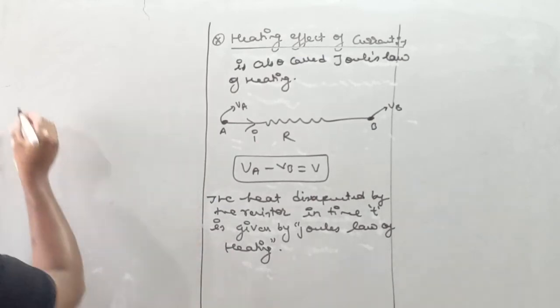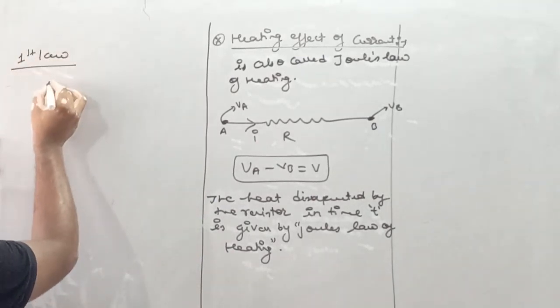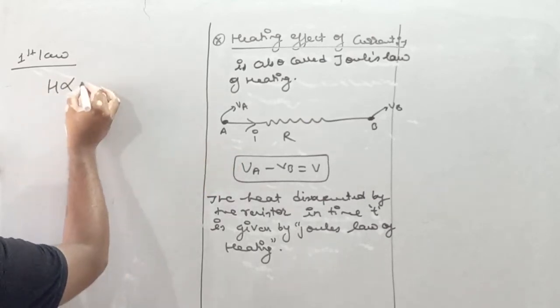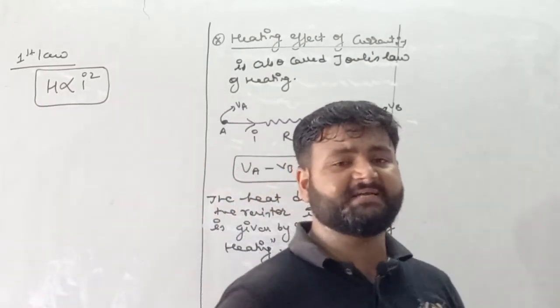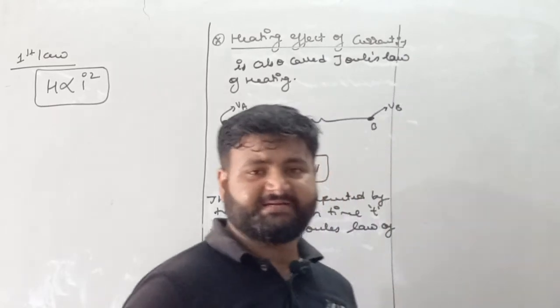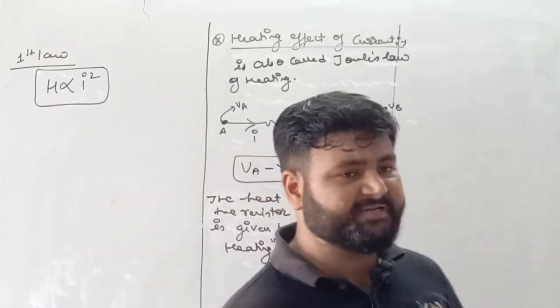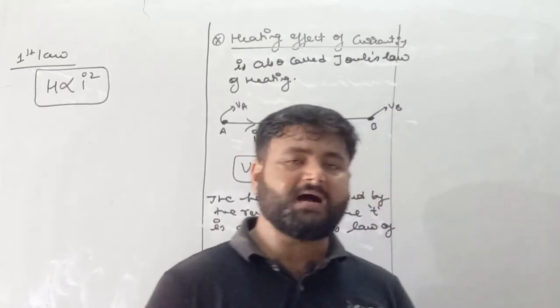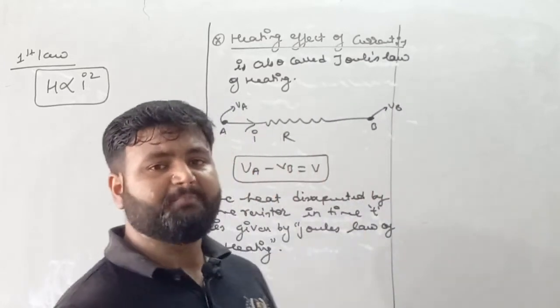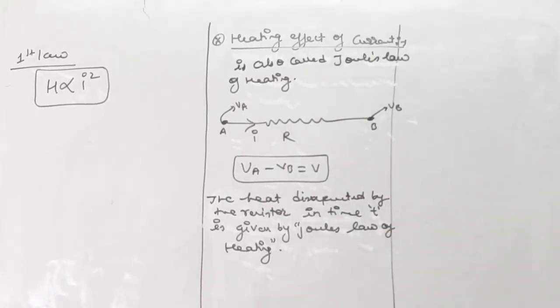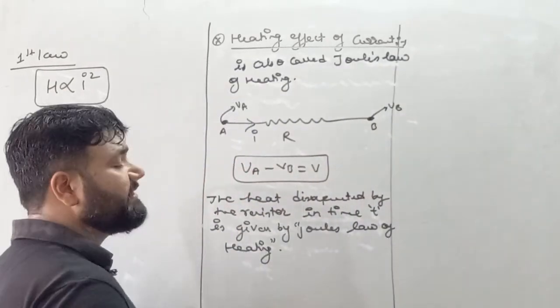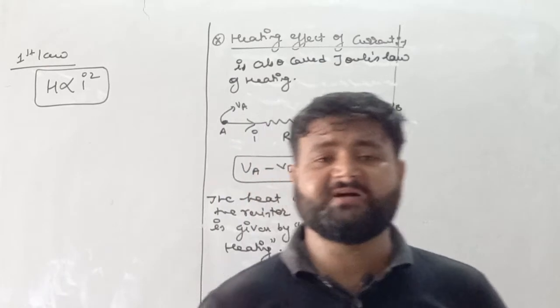So there are three laws. Write down the first law. The first law is that the heat dissipated by the resistor is directly proportional to the square of the current. Write down the statement of the first law: the heat dissipated by the resistor is directly proportional to the square of the current which is flowing in the resistor.